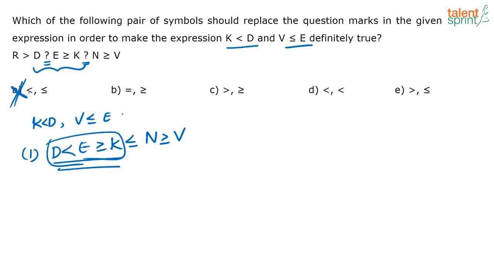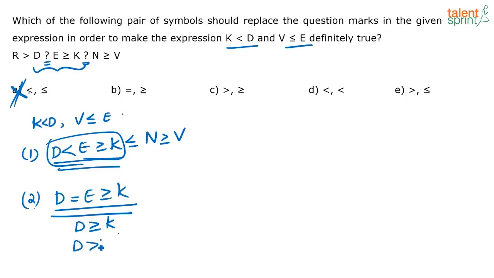Now look at the next option. If you are looking at the next option, again I'm going to put it here, D is equal to E greater than or equal to K. Again, by looking at this step itself, what can you say? I know D is equal to E, so I can say D is greater than or equal to K. But what should I get? I should get D is greater than K is what I want. Here what I am getting is D is greater than or equal to K. So again, this is also not true. This is also not the correct symbol. Take that.